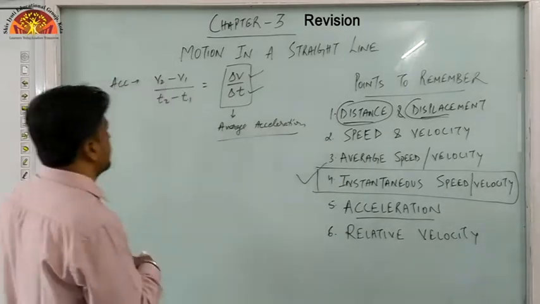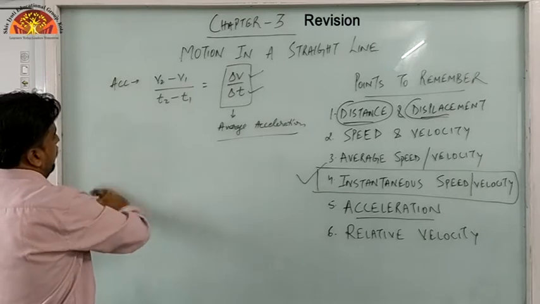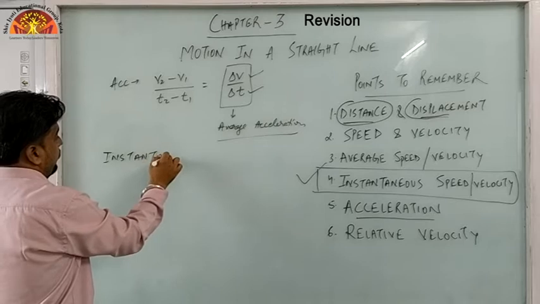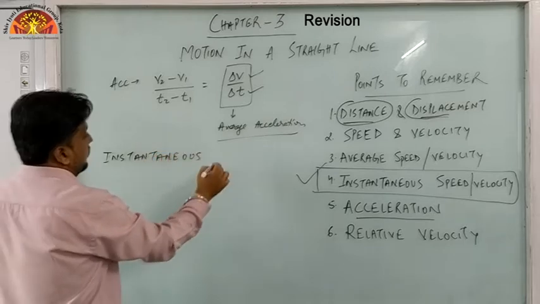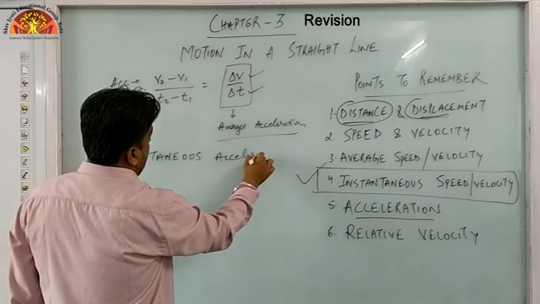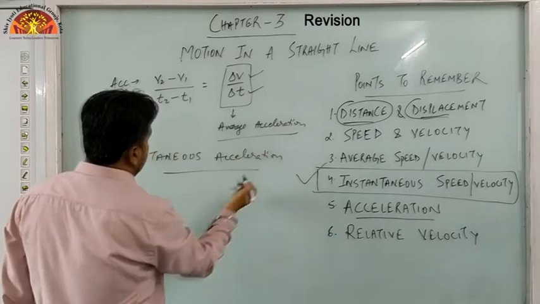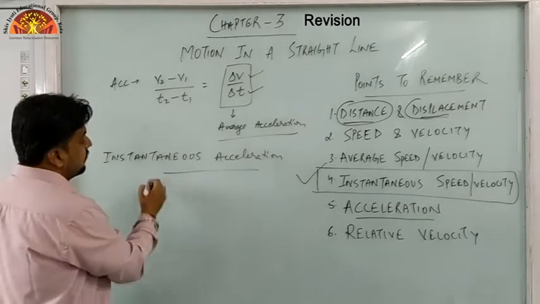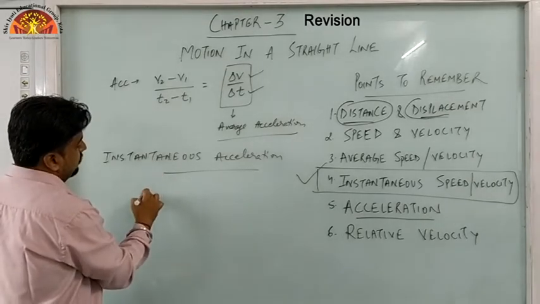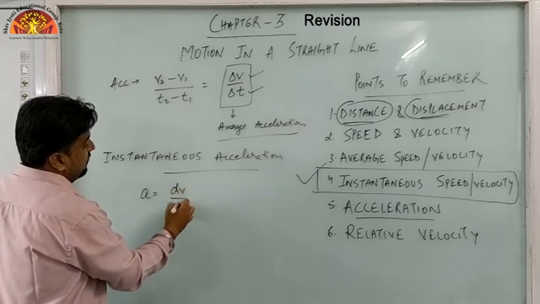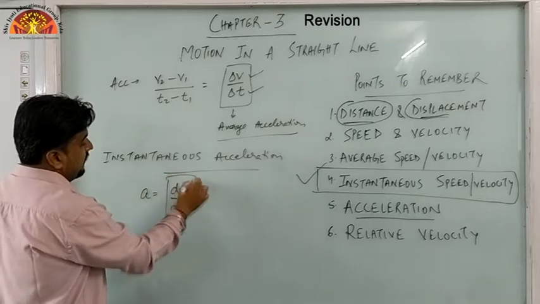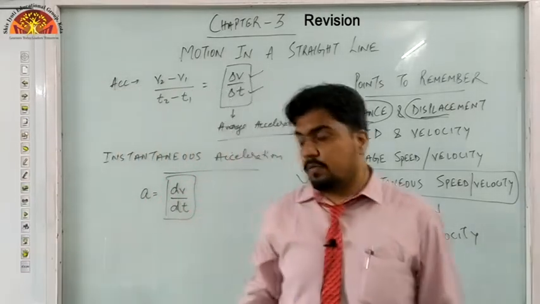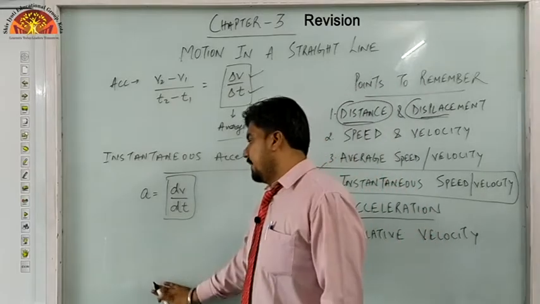And at some point in time, you might also find instantaneous acceleration. As we discussed instantaneous velocity, it was dx by dt. So here instantaneous acceleration, say a, would be equal to dv by dt, where dv and dt are very minute changes in velocity and time. So this would be acceleration, dv by dt.